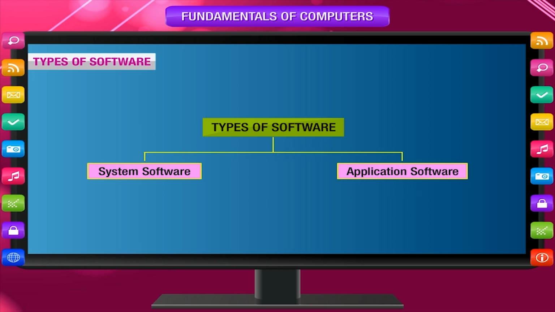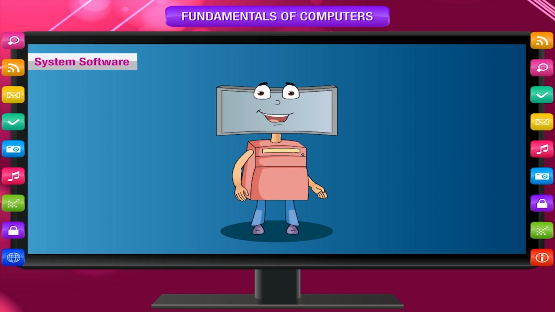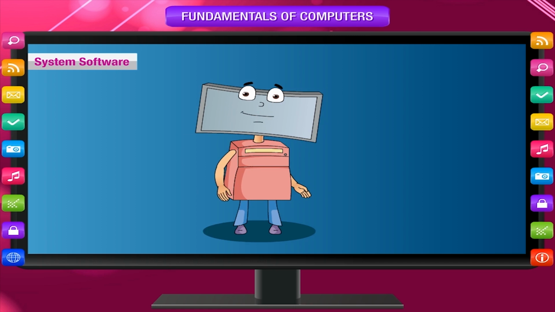Types of software. There are two types of software: system software and application software. User, application, operating system, hardware. System software. It is a set of programs that controls all the operations of a computer system.